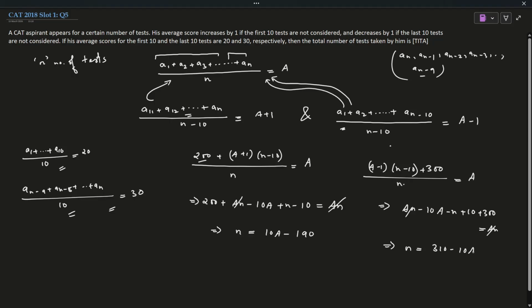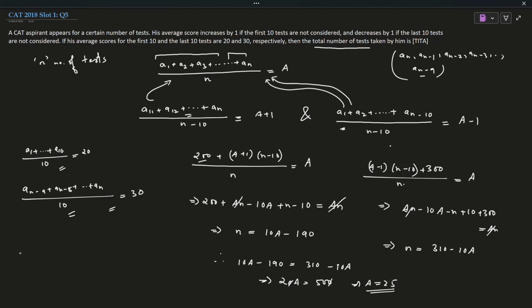310 minus 10a. Therefore 10a minus 190 is equal to 310 minus 10a. So 20a is equal to 500. So the average a is 25. We need to find the average, right? The total, okay, we need to find the total number of tests, guys. That means we need to find n. We have found out a, no worries, we can find out n.